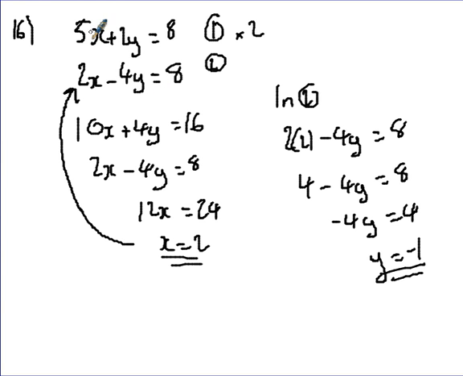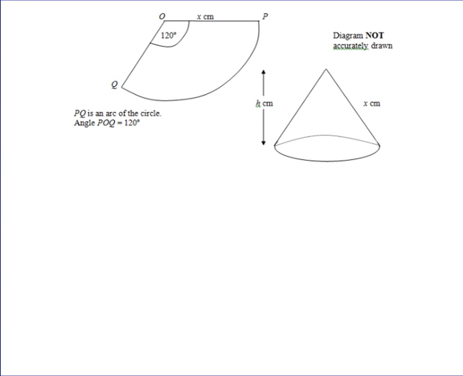You can then check in the top one, 5 times 2 is 10, plus 2 lots of minus 1, 2 lots of minus 1 is minus 2, 10 plus minus 2 is 8, so it works. Question 17 looks like a tricky one.